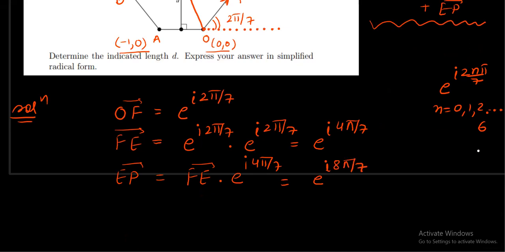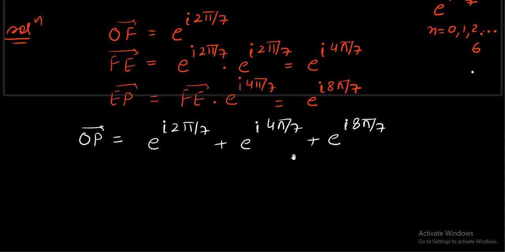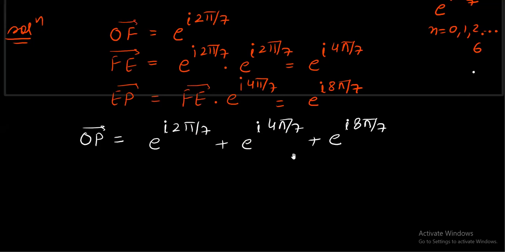So, well, these are the three vectors which will help me in identifying the OP vector. So, I'm going to write now that OP vector is the sum of these three: e power iota 2π/7, e power iota 4π/7, and plus e power iota 8π/7. All these three terms that we have written here are nothing but the seventh root of unity, correct?